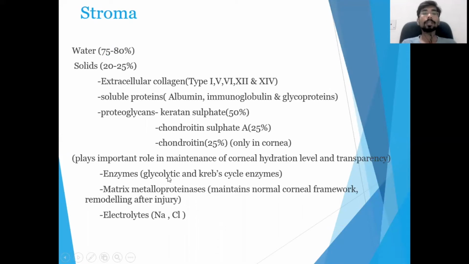Enzymes are glycolytic and Krebs cycle enzymes, and matrix metalloproteases. Matrix metalloproteases maintain the normal corneal framework and remodeling after injury. Electrolytes are sodium and chloride.